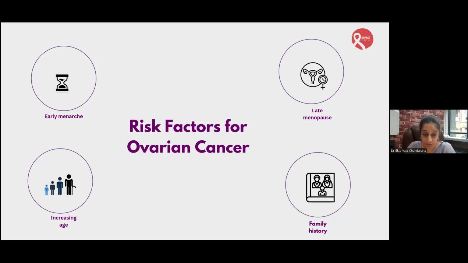The risk factors for ovarian cancer are early menarche, late menopause, increasing age, and family history. Ovarian cancer is a disease of old age, around 50 and 60 is when we see the majority of patients, but if one has a positive family history, then they are at risk of ovarian cancer at a very early age. We have seen patients in their 30s and 40s as well.